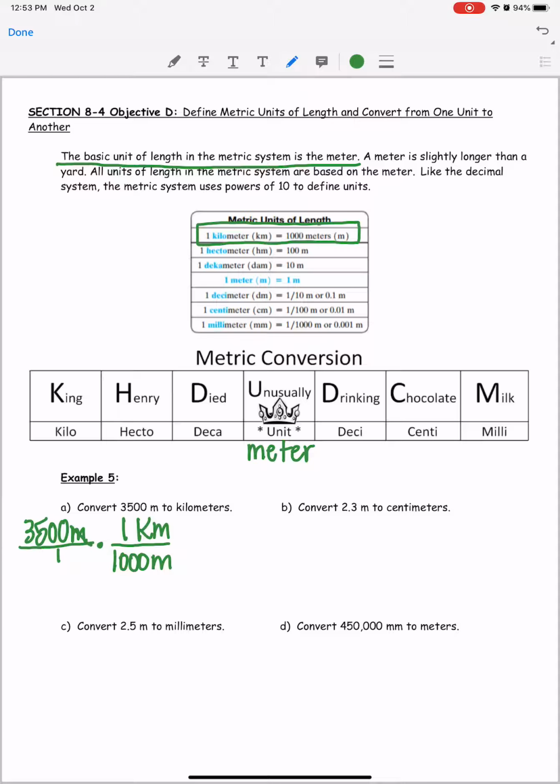My meters cancel, whole point, multiply straight across. 35 times 1 kilometer. I don't know if it's kilometer or kilometer, so I'm going to keep saying that back and forth, but if I say kilometer or kilometer, it's the same thing. So 35 times 1 kilometer is 35 kilometers. 1 times 1,000 is 1,000. And now when I divide, I get 3.5 kilometers.